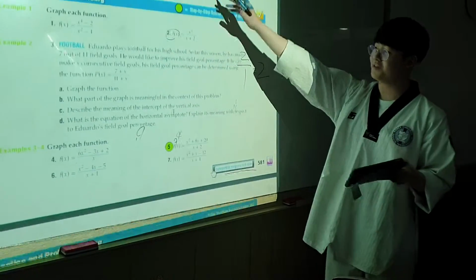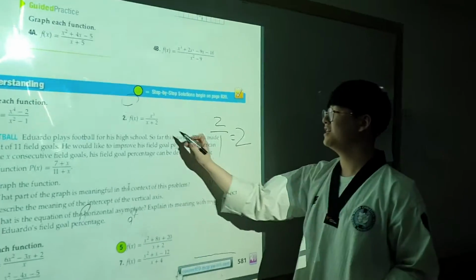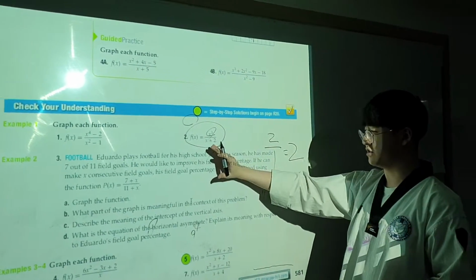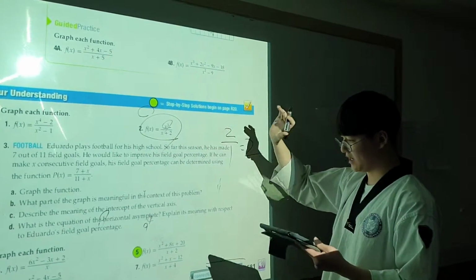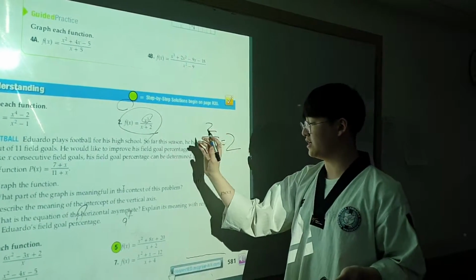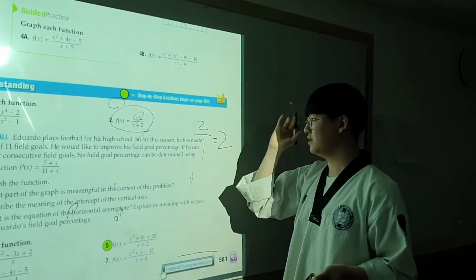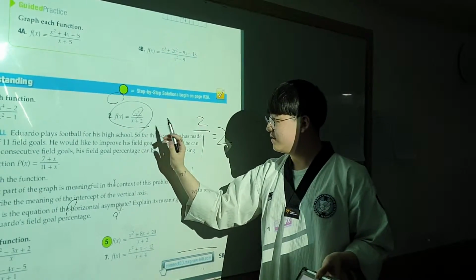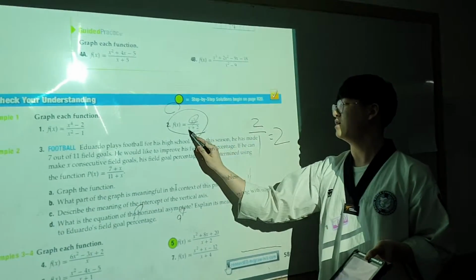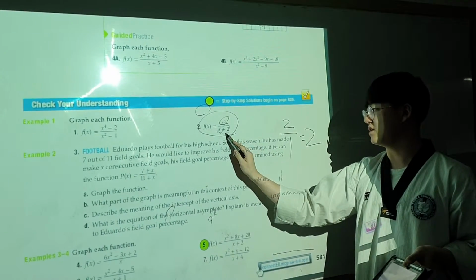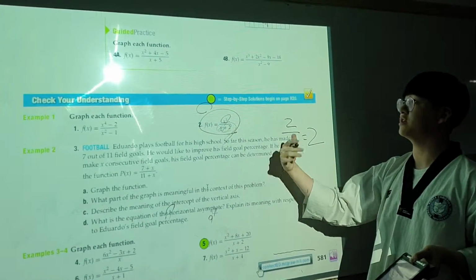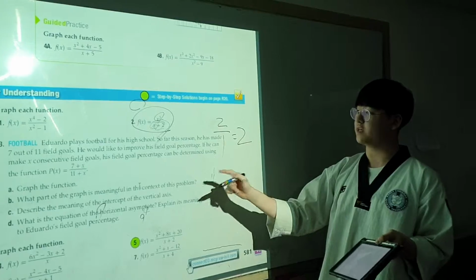And so here, number 2. For this function, the numerator's degree is bigger than the denominator's, so there is no horizontal asymptote. And the way to find the vertical asymptote is to find the x value that makes the denominator 0. So in this case, the vertical asymptote will be x equals minus 2.